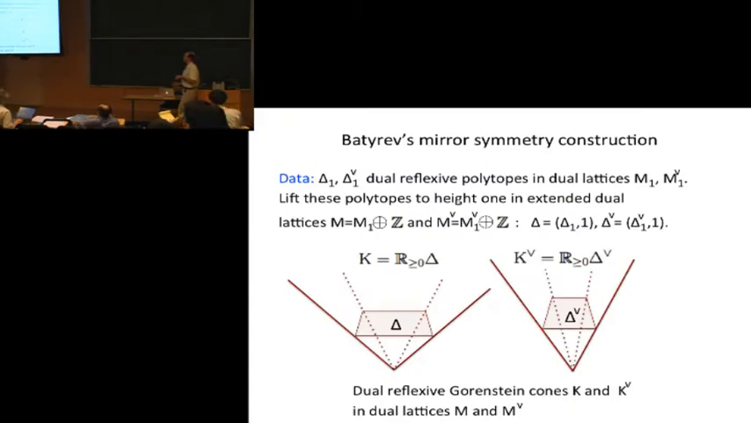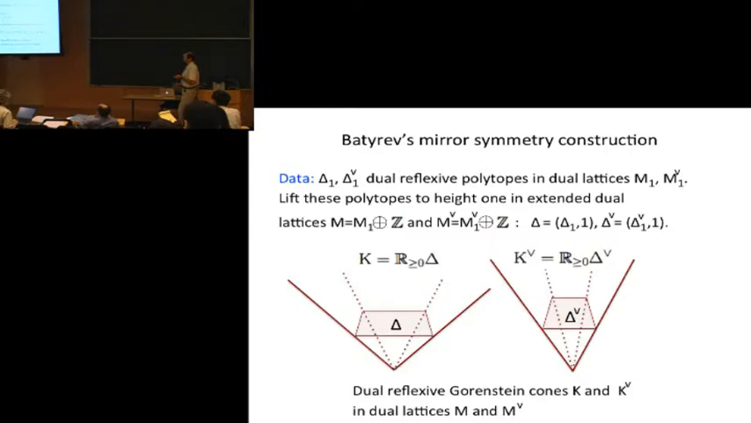So you start with dual reflexive polytopes in dual lattices. Then you lift them to height 1 in extended lattices. So just imagine taking a polytope sitting in a codimension 1 lattice and taking a cone over it. And then the reflexivity corresponds to the fact that these two cones are dual to each other. So this is the data of dual reflexive Gorenstein cones in dual lattices.